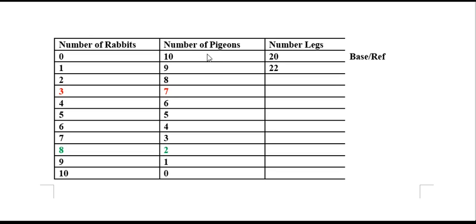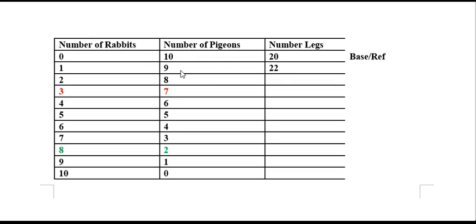Now you decrease the number of pigeons by 1 and increase the number of rabbits by 1, so that the total number of animals is the same. And now you count the number of legs. You get 22. That's also easy because each rabbit has 4 legs: 4 plus 18 equals 22.